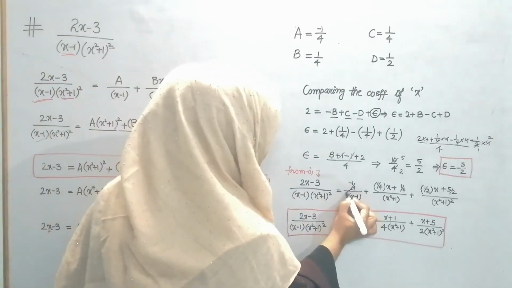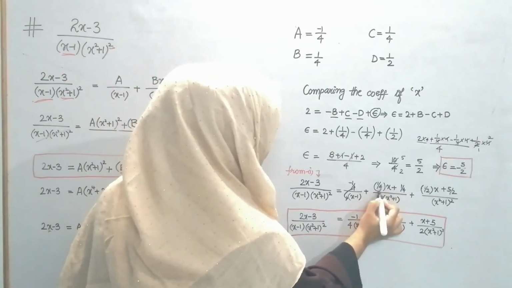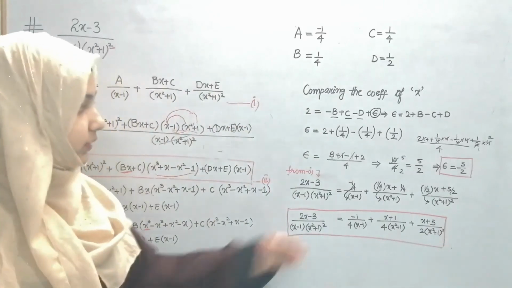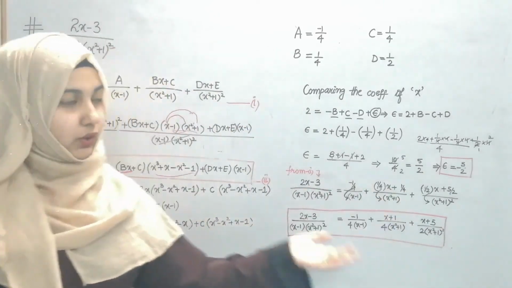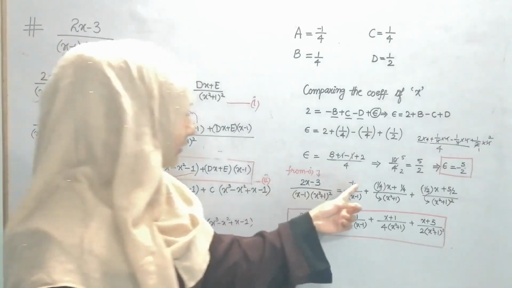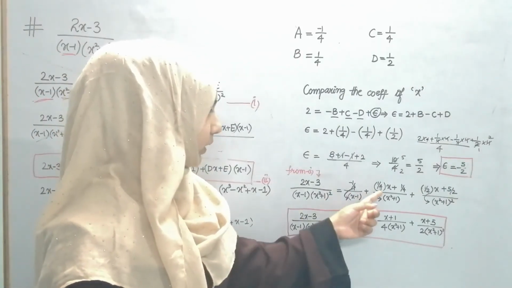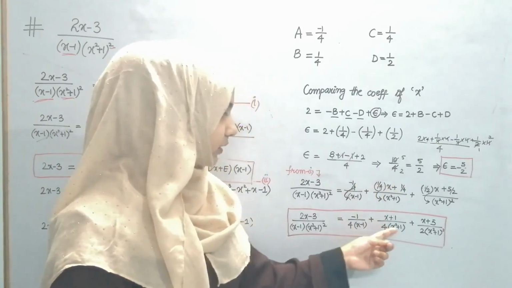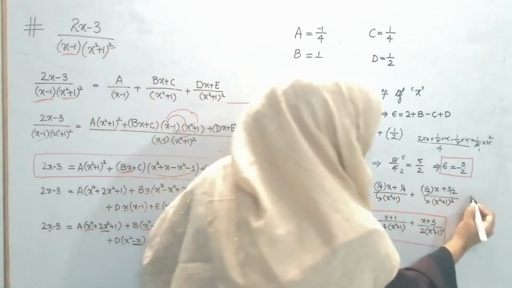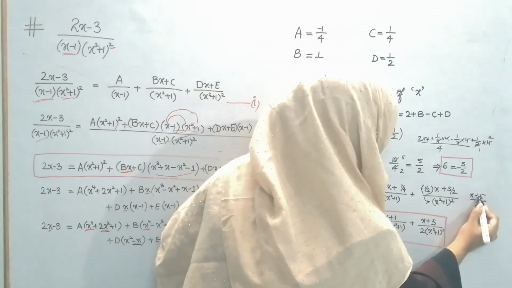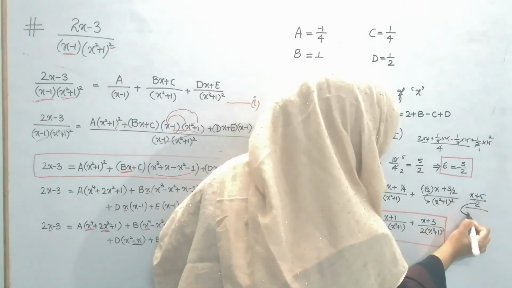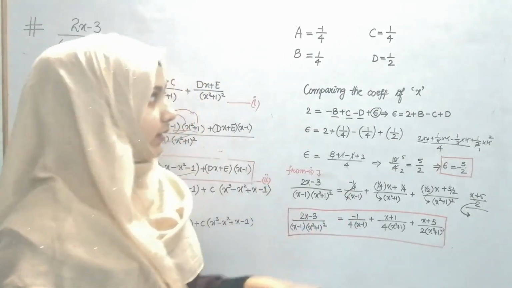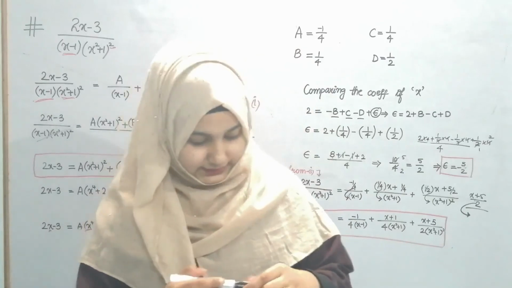I can take the LCM and send this 4 to the denominator. Similarly here, 2 will be the LCM and it will go down. So if I expand, 4 goes down. It will be minus 1 by 4 into x minus 1. The LCM will be 4 here: x plus 1 by 4, so 4 goes down, 4 into x square plus 1. Similarly here it will be x plus 5 by 2, so I'm going to send this 2 to the denominator: 2 into x square plus 1 whole square. Done. With this we are done with the type 4 example.